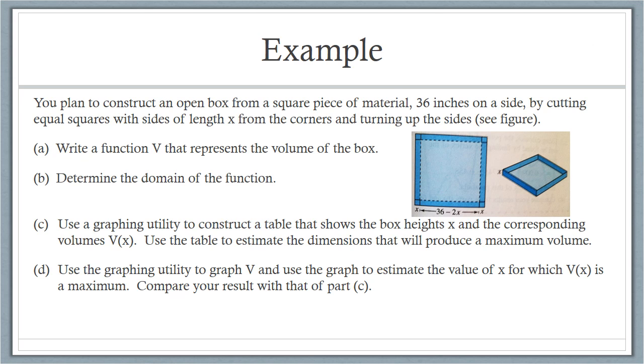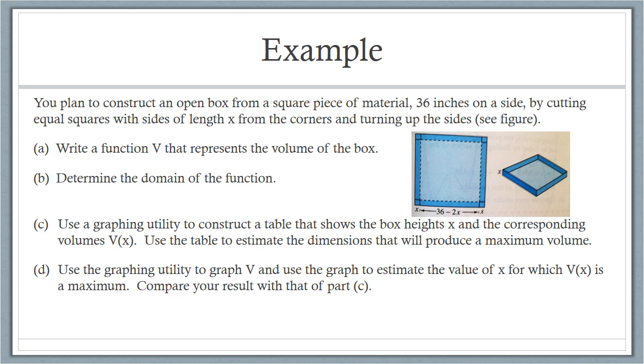Okay, here we have an example of a word problem. It says you plan to construct an open box from a square piece of material. It's 36 inches on one side, by cutting equal squares with side lengths x from the corners and turning up the sides. And you can see the diagram there where it's illustrated how you're starting with that flat square and then you're going to cut these corners, turn up the sides, and then you'll have that little box.